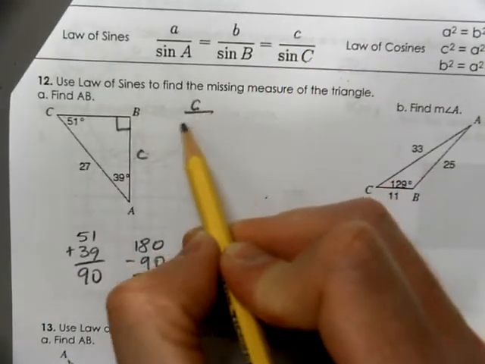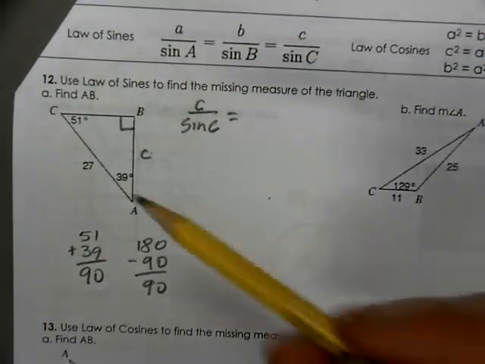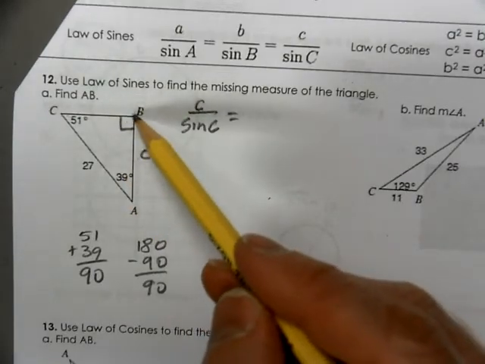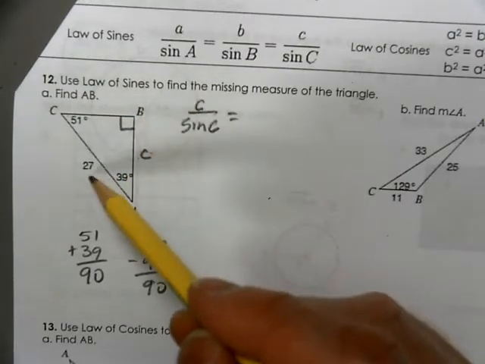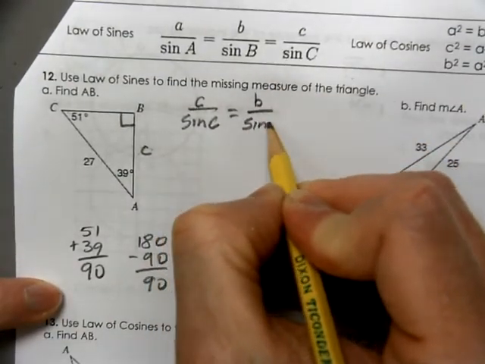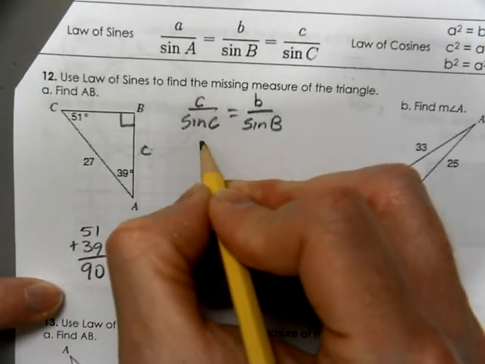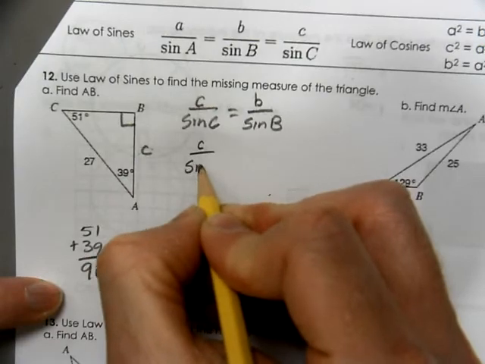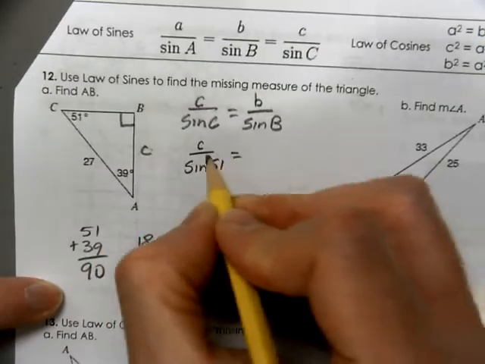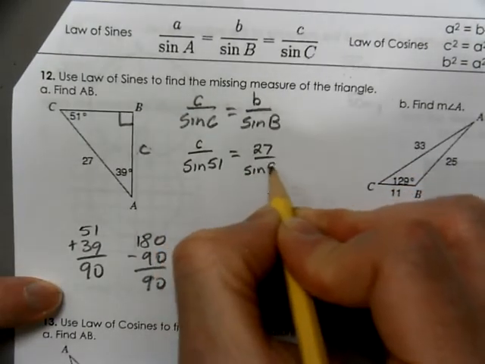So I'm going to use C and the sine of C. And then I have to use B because I don't know the side length for A. Angle B is 90, side B is 27. So C is our unknown. The sine of angle C, which is 51. B is 27. And the sine of 90.